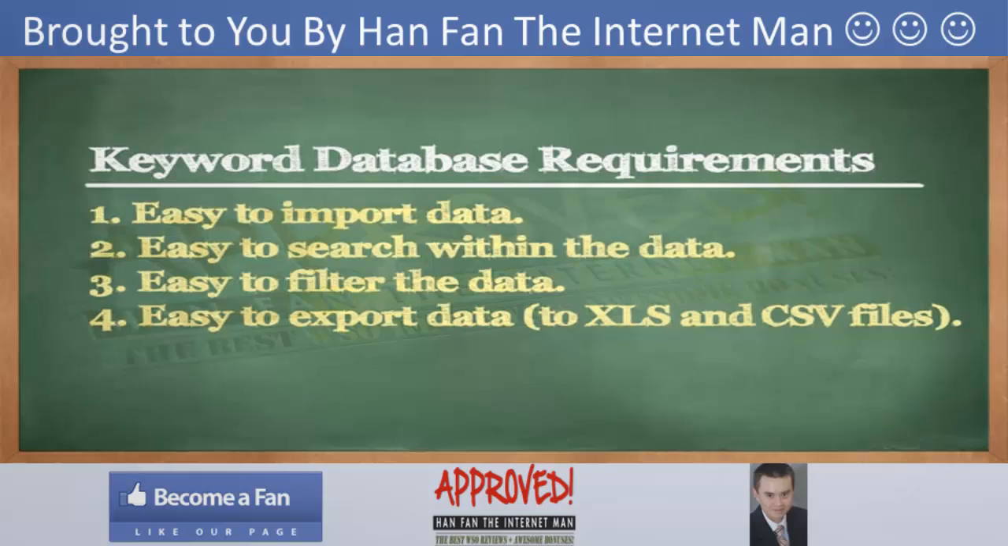Second, easy to search within the data. And third, easy to filter the data. Now, by filtering here, I mean when you create a filtered view, like when you only want to see keywords that have a search volume greater than 1,000 searches per month, for example. So it has to be easy to filter out some of the keywords by some criteria you specify. And number 4, the last one, it has to be easy to export the data.